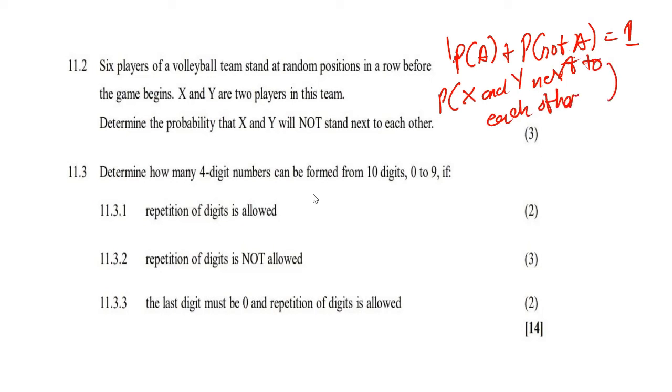Okay, so if we are looking for the probability of X and Y being next to each other, we know that we have 6 players, but then remember that X and Y can be next to each other in 2 factorial ways. That is to say, in 2 different ways, right? So this could be X and Y standing next to each other in this fashion, or they could be standing next to each other in this fashion, YX. So we say that there are 2 factorial ways in which we can make X and Y stand next to each other.